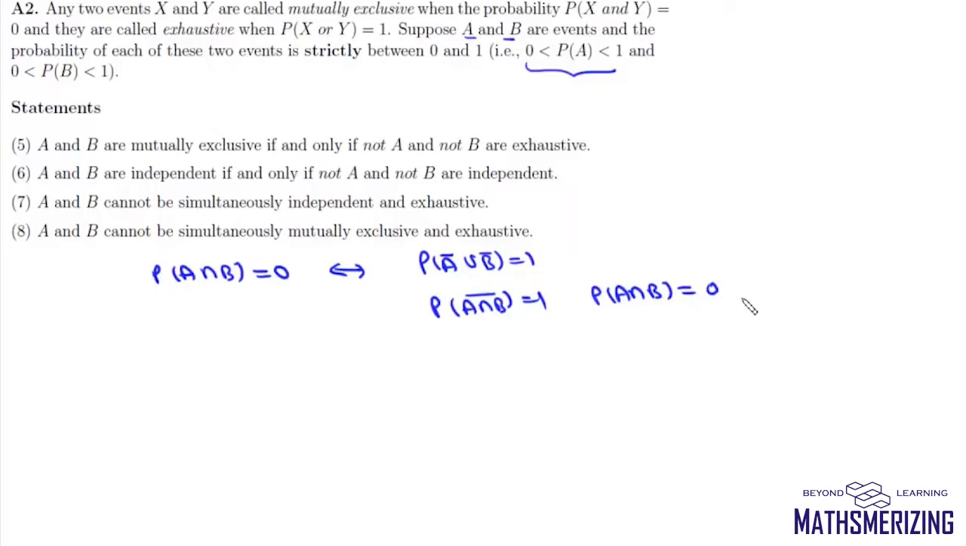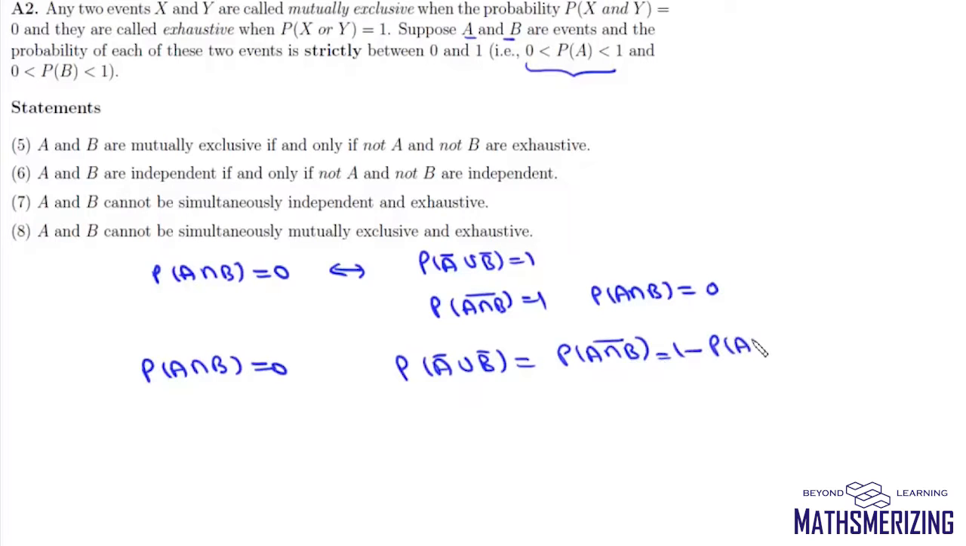So we can prove it both ways. We can start from P(A intersection B) taking it as 0, and then we can write the probability of A' union B' will be the probability of (A intersection B)', which is 1 minus the probability of A intersection B, and it is 1. That means if A and B are mutually exclusive, then A' and B' are exhaustive. And if we start from this, P(A' union B') equals 1, then we get P(A intersection B) as 0. So if A' and B' are exhaustive, it implies A and B are mutually exclusive.